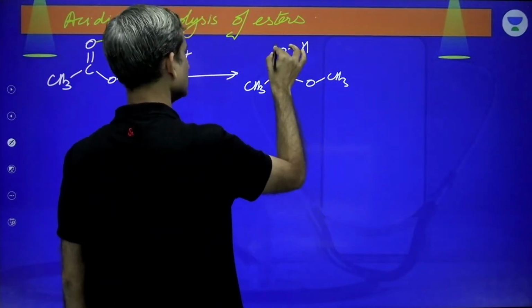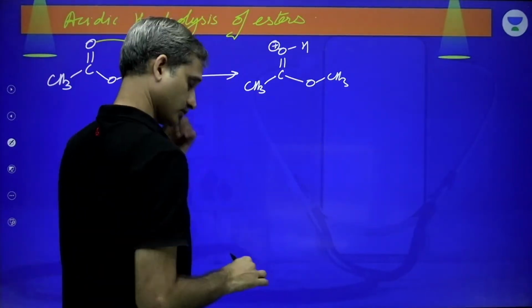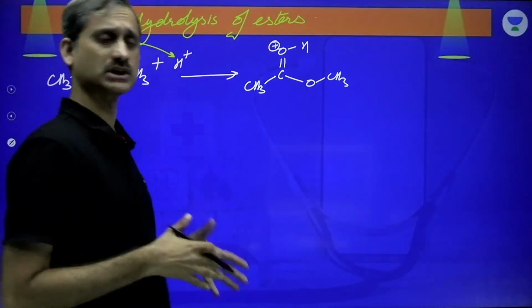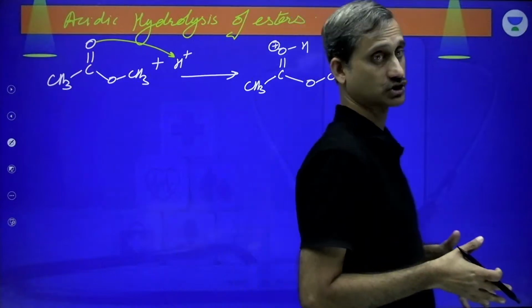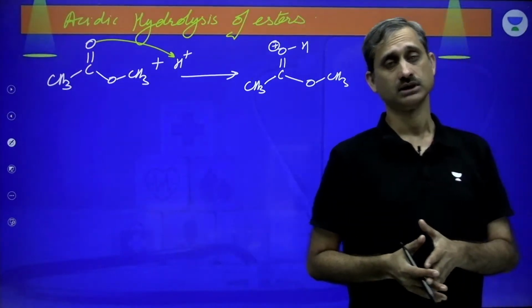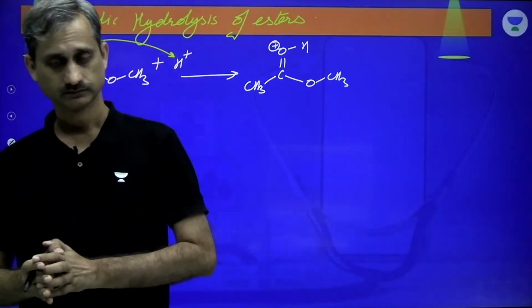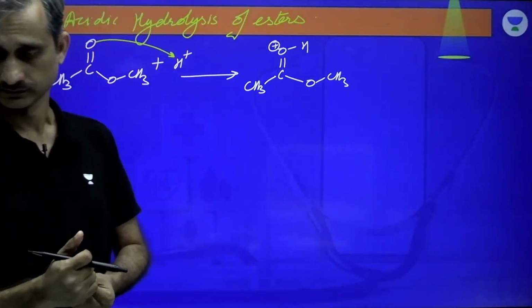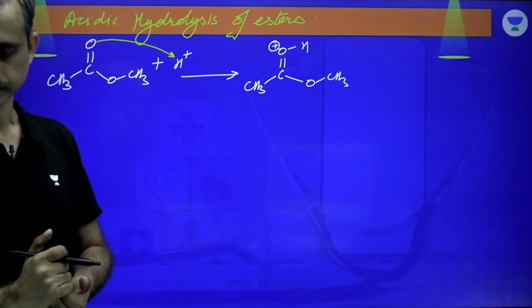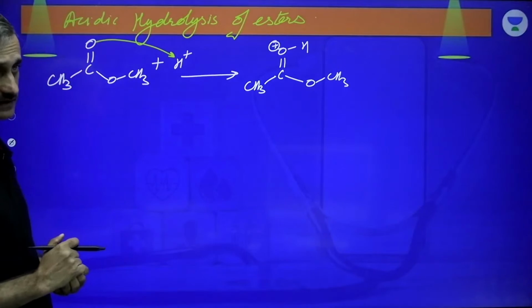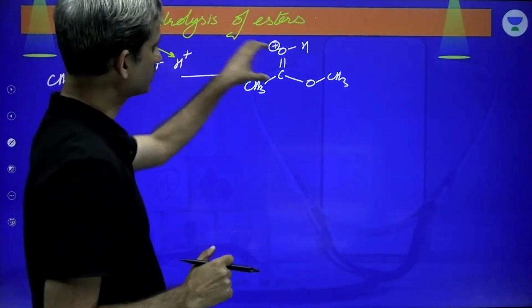OCH3, and here this oxygen has a positive charge. Now, please remember, the positive charge on oxygen is not the actual charge on oxygen. This is a formal charge, a theoretical charge. It is not an actual charge on oxygen. Fine? This is the formal charge the oxygen has. Actual charge is on carbon only.